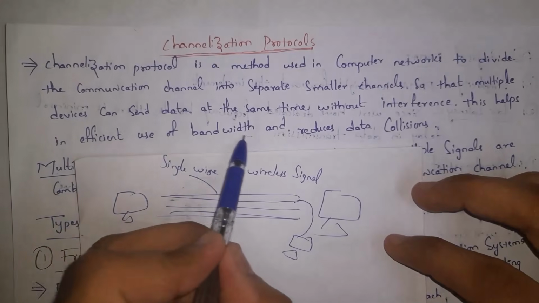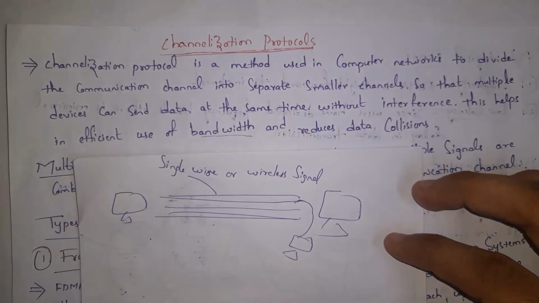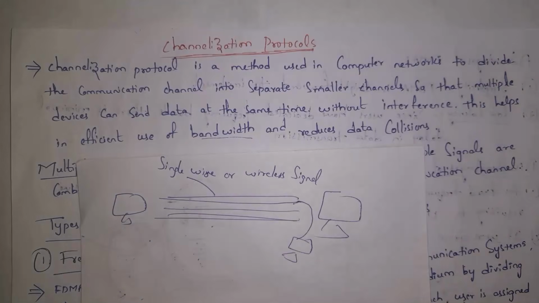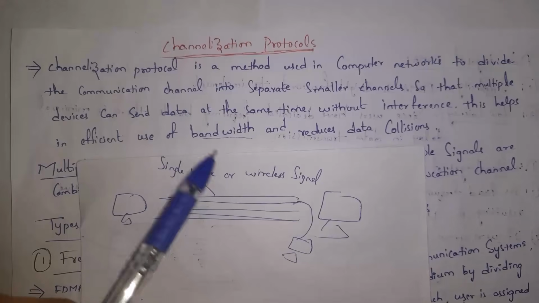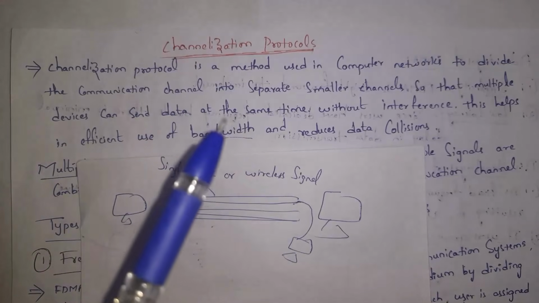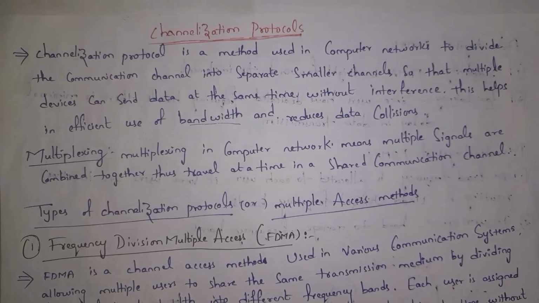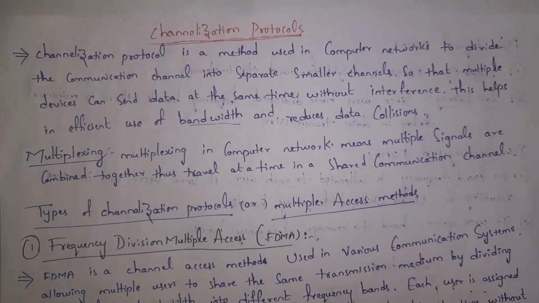Guys, bandwidth is nothing but how much data can travel per second in a communication channel. So in channelization protocols, all users can send data at the same time, so a lot of data will travel in the network at the same time. So there will not be any bandwidth wastage. Even though multiple users send data at the same time, collisions will not occur. The channelization protocols use multiplexing. Multiplexing means that in a single communication channel, as each user gets one separate small channel, multiple users can send multiple signals at the same time. This is the meaning of multiplexing.